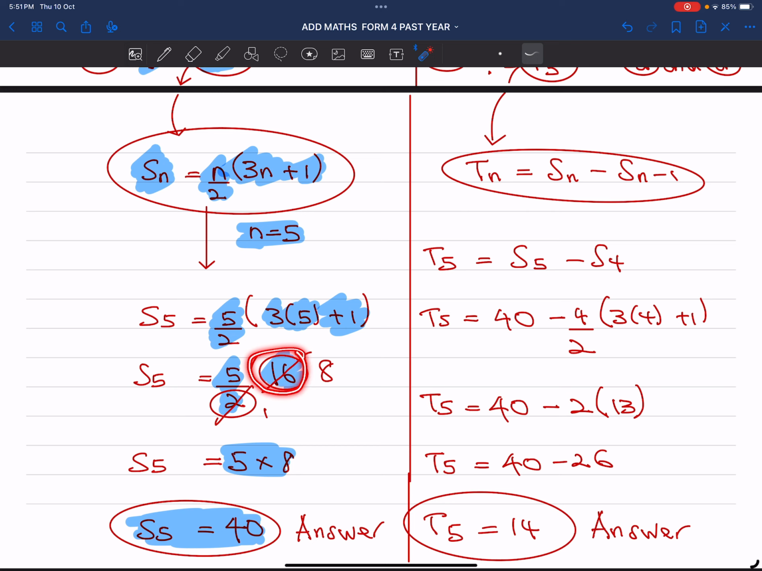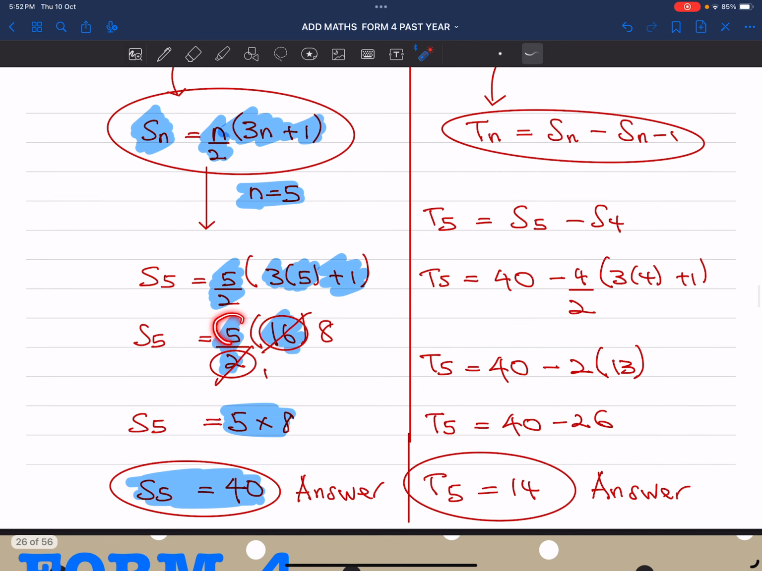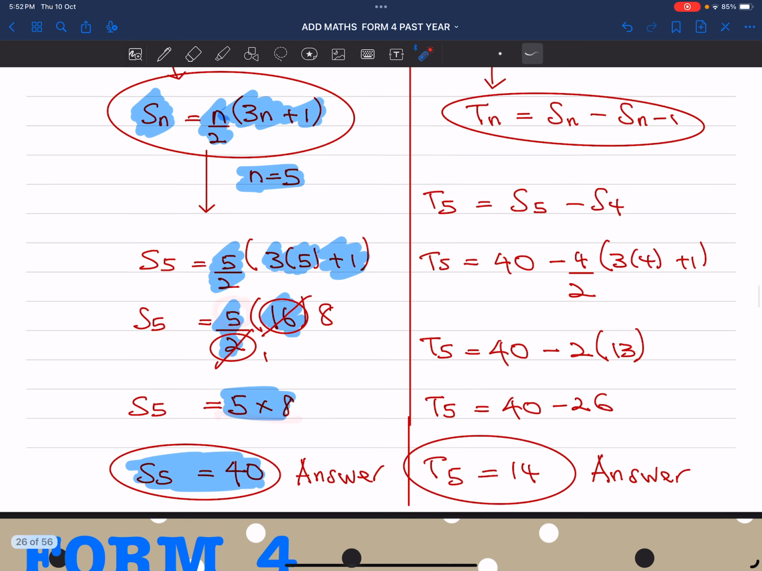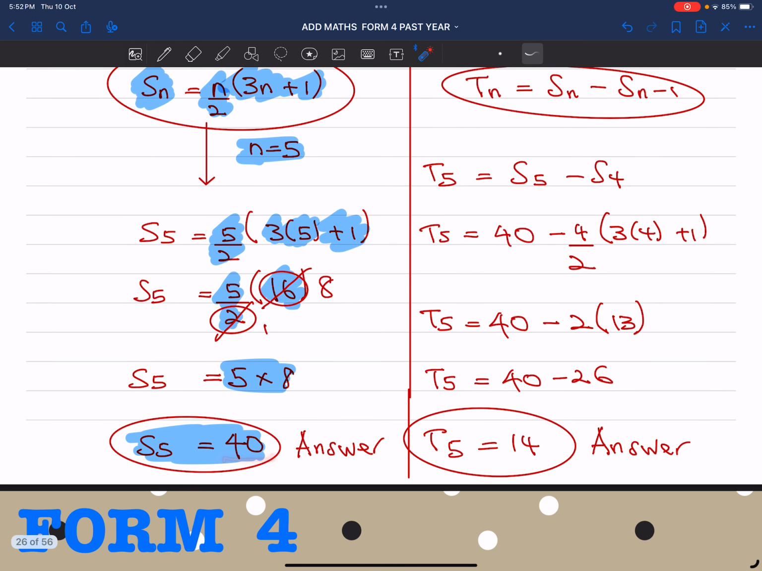Of course, we can divide. 2 divided by 2 is 1, 16 divided by 2 is 8. So we have 5 times 8, which is 40. So our answer, the sum of the first 5 terms, S5, is 40. So we have got the answer for the first part.